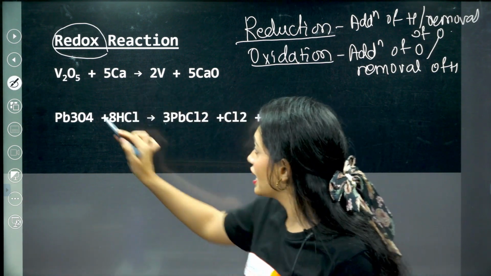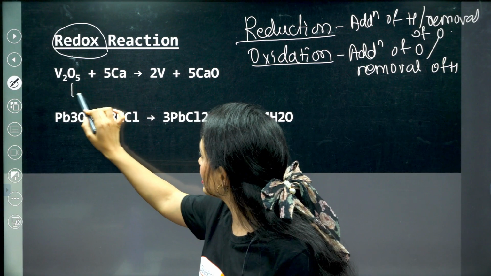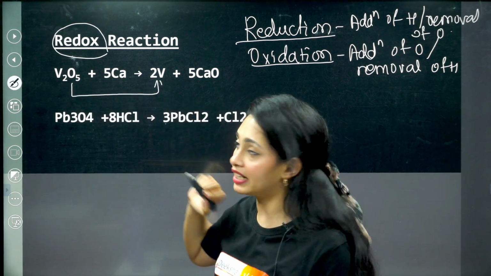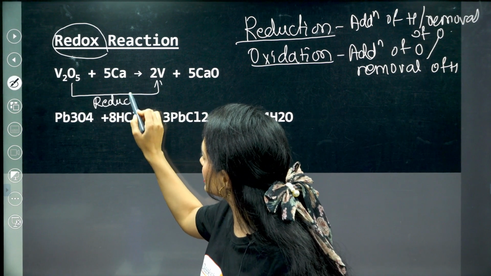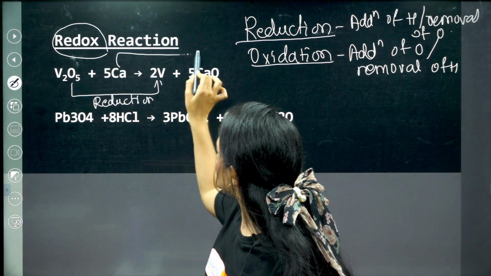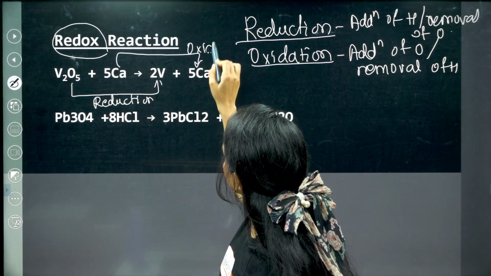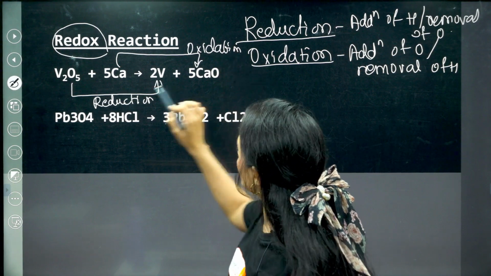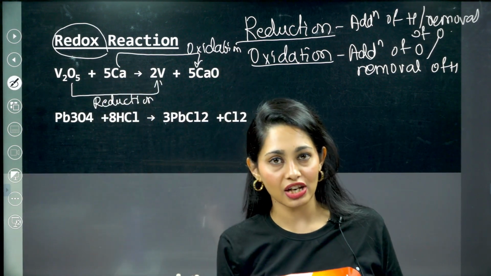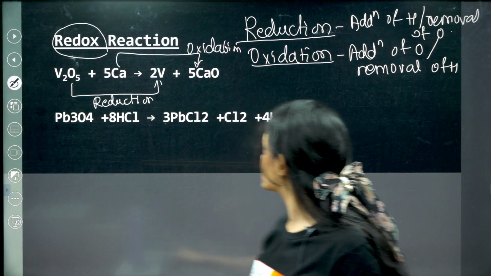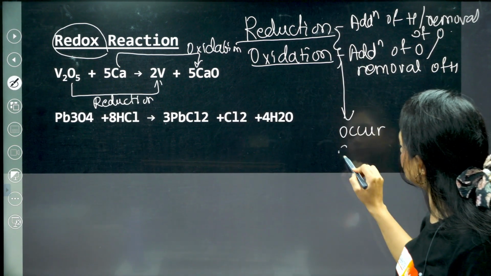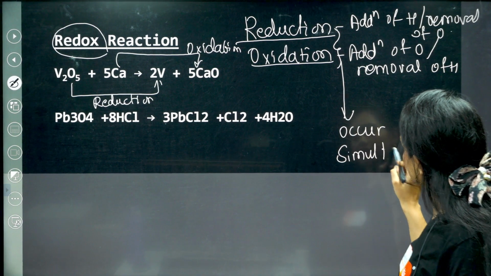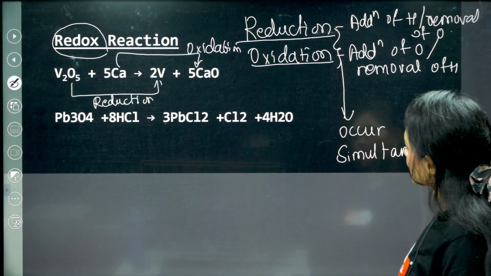See here, vanadium pentoxide is losing oxygen to give vanadium. It is losing oxygen, which means it is undergoing reduction. Calcium is gaining oxygen, which means that it is undergoing oxidation. So in the same reaction, both reduction and oxidation happen. These are called redox reactions. Both of these occur simultaneously.